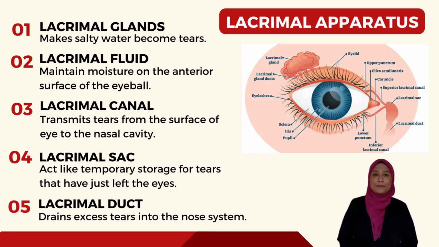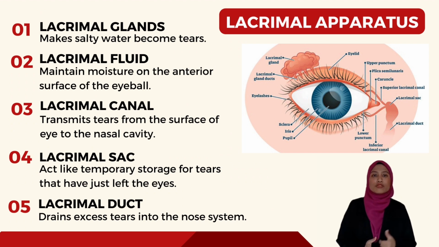Next is the lacrimal apparatus. Lacrimal apparatus is the medical name for your tear system, consisting of the structures that produce, store, and remove tears. Lacrimation is the secretion of tears. There are 5 components of our tear system. The first, the lacrimal gland, secretes lacrimal fluid, tears, and is located on the underside of the upper eyelid, just above the outer corner of each eye. It makes the salty water become tears.